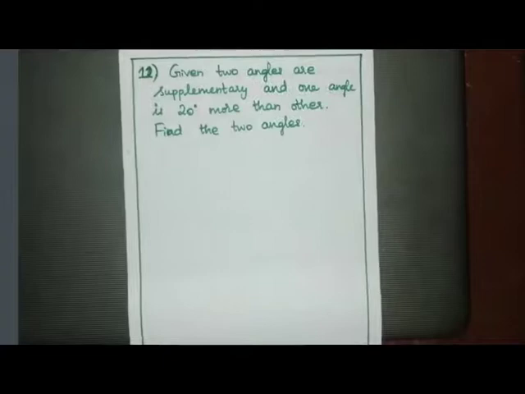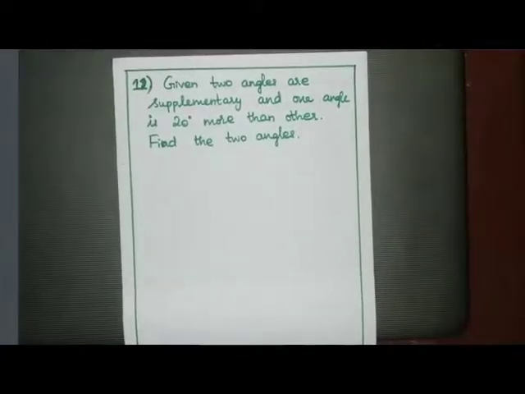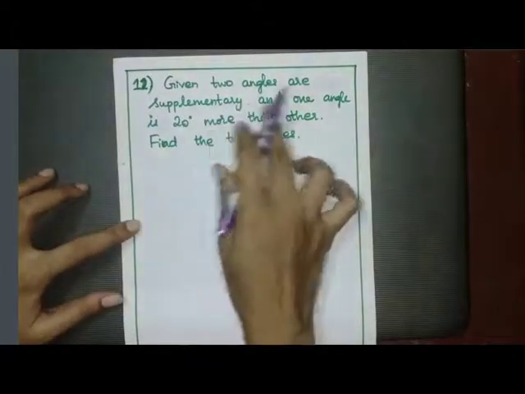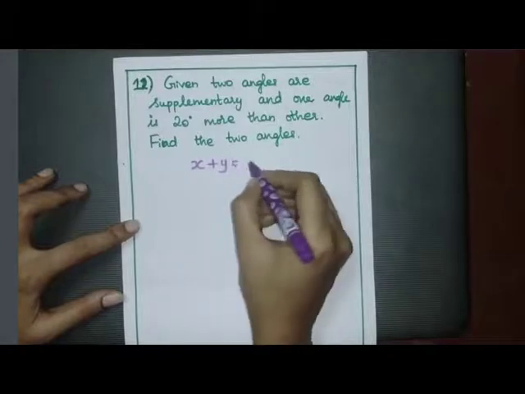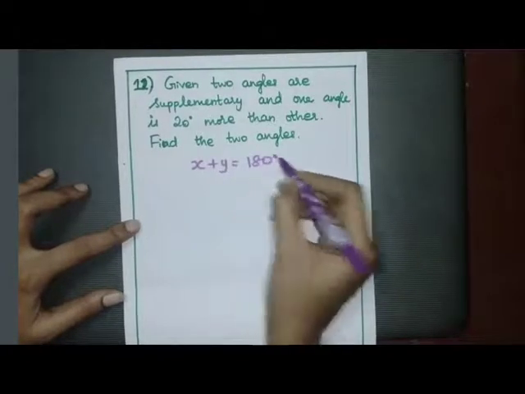Is it clear? Okay, move on to the next problem. Problem number 11. Given two angles are supplementary. So supplementary, they will add up to 180 degrees. And one angle is 20 degrees more than the other. Same method. Given two angles are supplementary, so x plus y equal to 180 degrees.